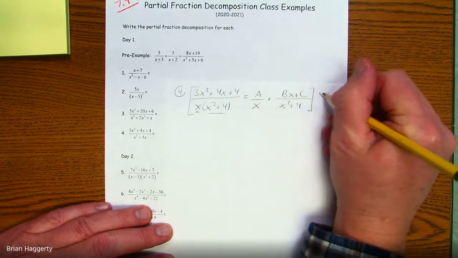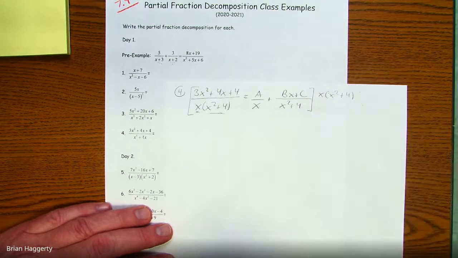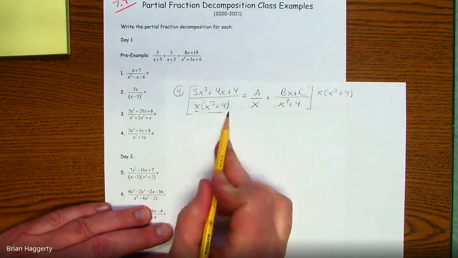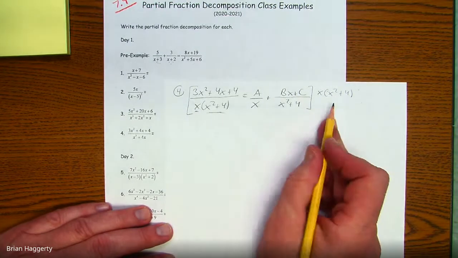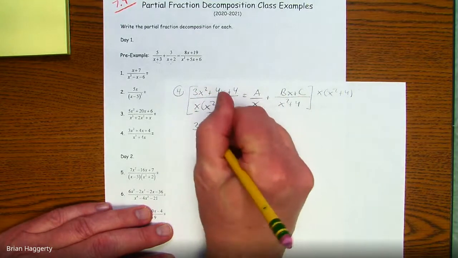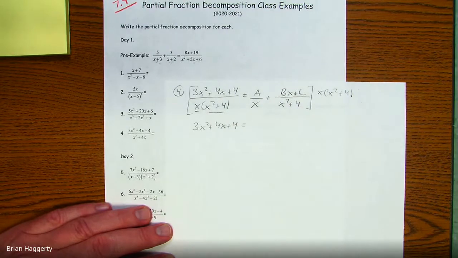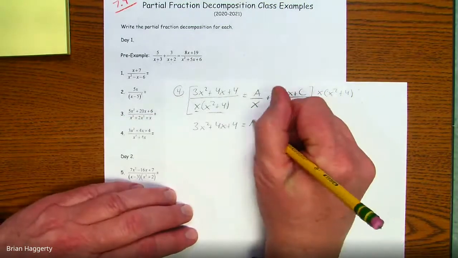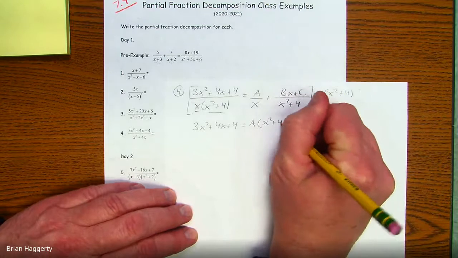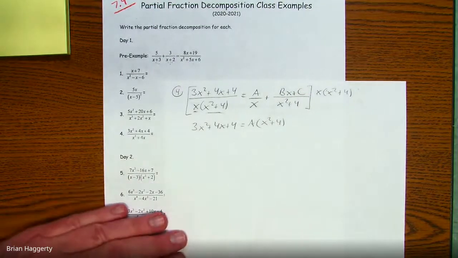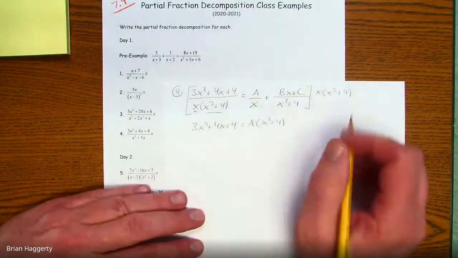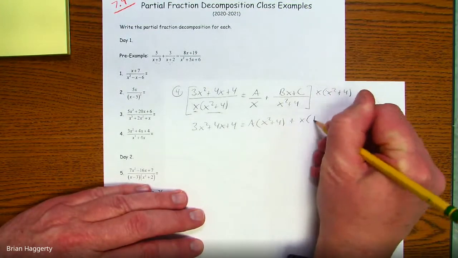So we're going to multiply through by x times x squared plus 4. This is still going to be the common denominator for the whole equation. So this times the far left, the denominator completely cancels. For the middle fraction, the x's cancel, and you're left with a times x squared plus 4. And then for the right fraction, the x squared plus 4's cancel, and you're left with x times bx plus c.